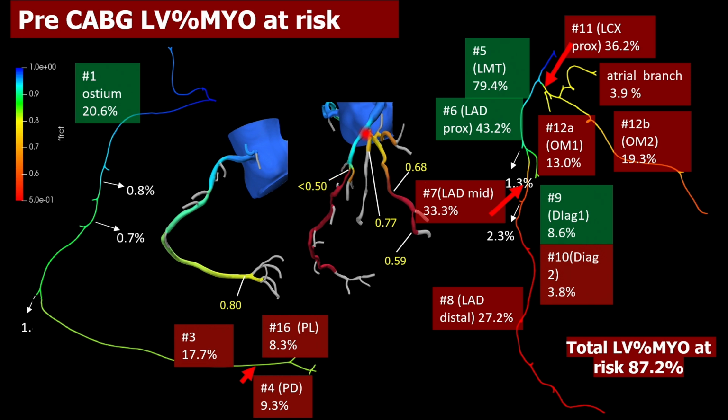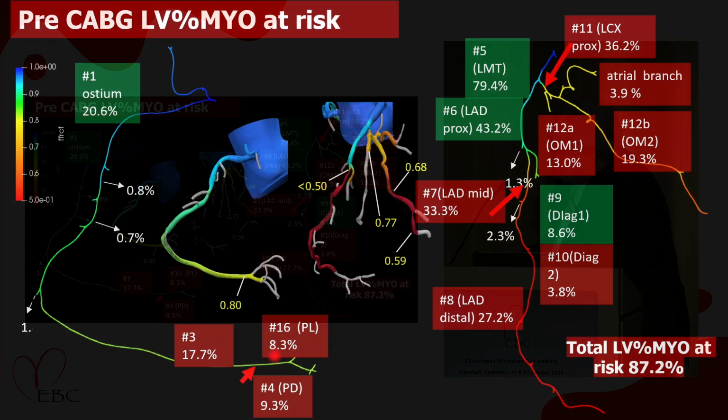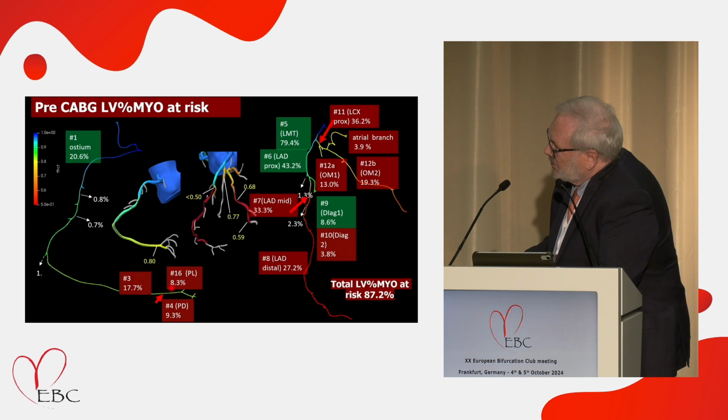There is a first obtuse marginal, small, with an FFR-CT of 0.77. You have the circumflex and the obtuse marginal with 0.68. So this is the centerline, also color-coded, same color-coded as the HeartFlow product. But now we have at the end of the right coronary artery, the myocardium at risk, 8.3% for the posterolateral, the myocardium at risk for the PD, 9.3, combined is 17.7.